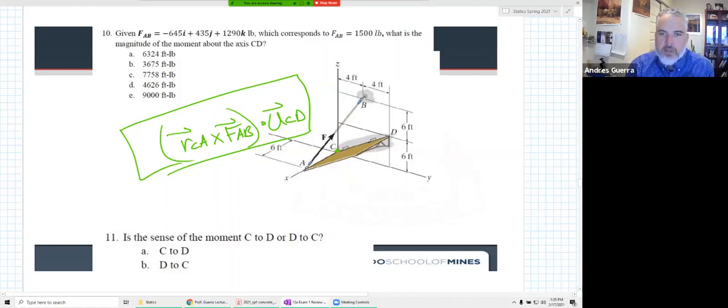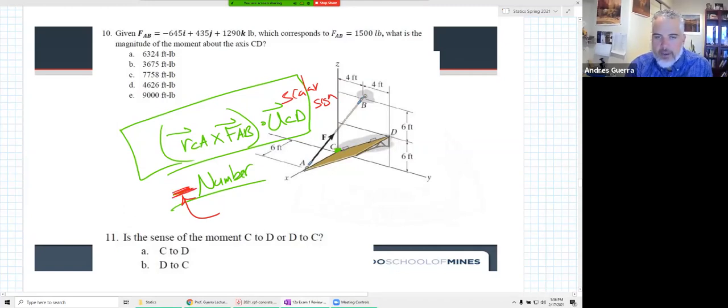Now, let's say out of this I get a negative number. What does that negative tell me? When we're doing the dot product, even though we get a scalar out of this, we also get a sign out of that. And so we might get a negative number. We might get a positive number. Let's say we get a negative number.